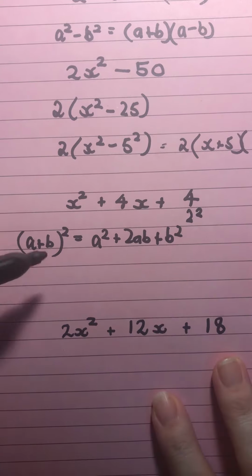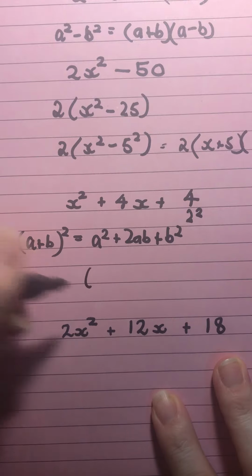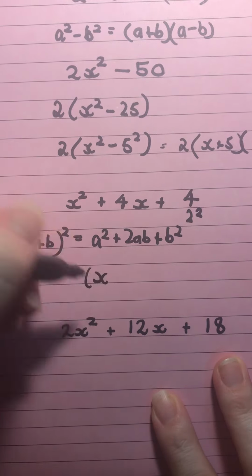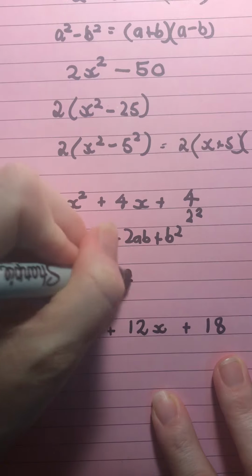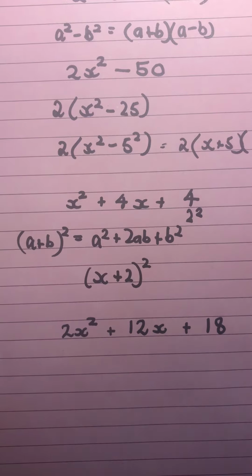So it fits the pattern, which means I can go to this part here, and because I've said that a is x and b is 2, I just write x plus 2 all squared.